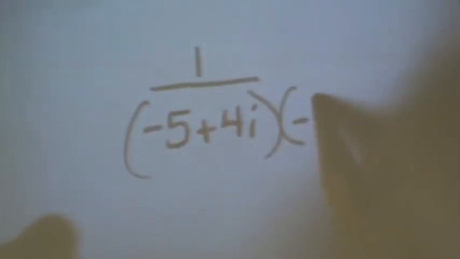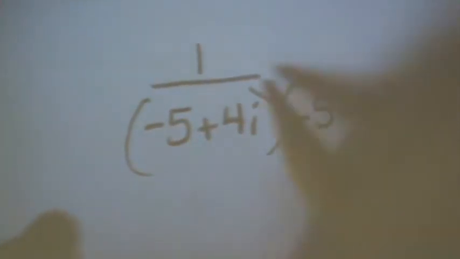Next one. This is asking you, if you were to distribute this i, you have 1 over 4i plus 5i squared. Well, 5i squared is negative 5. So really you have 1 over negative 5 plus 4i. Okay, so now what is your conjugate? Your conjugate, and I'm going to use a separate sheet of paper because I'm running out of room, would be negative 5 minus 4i.